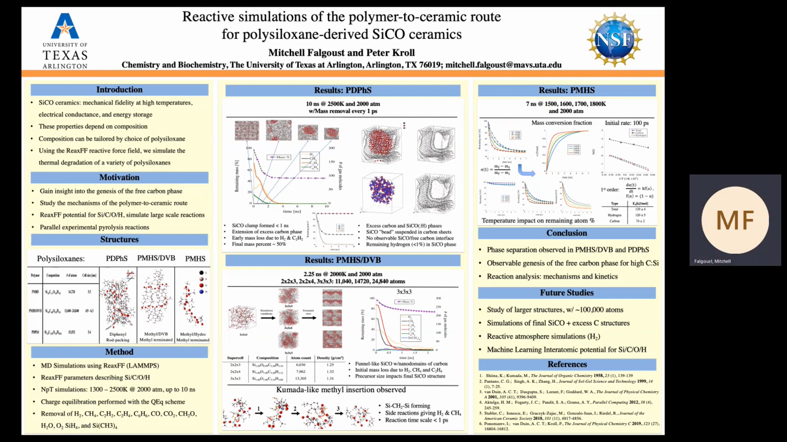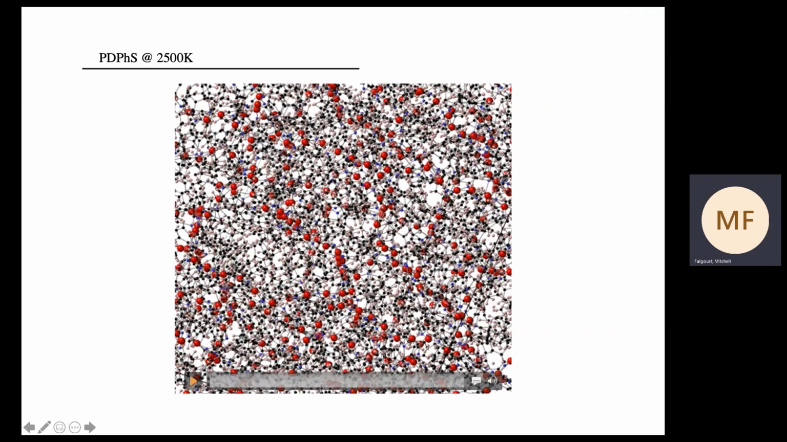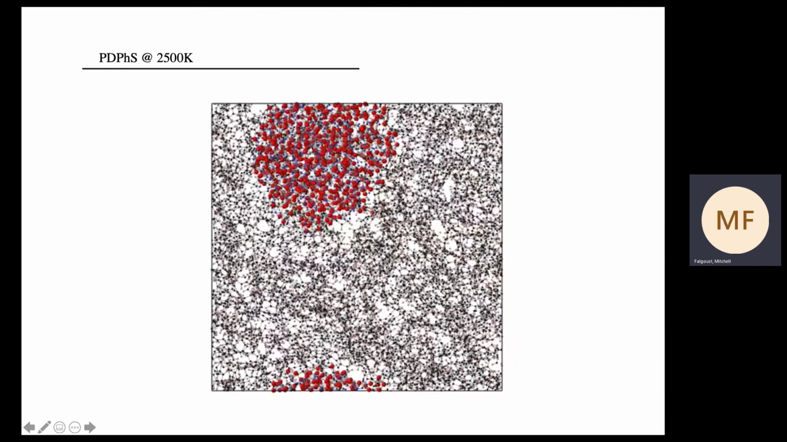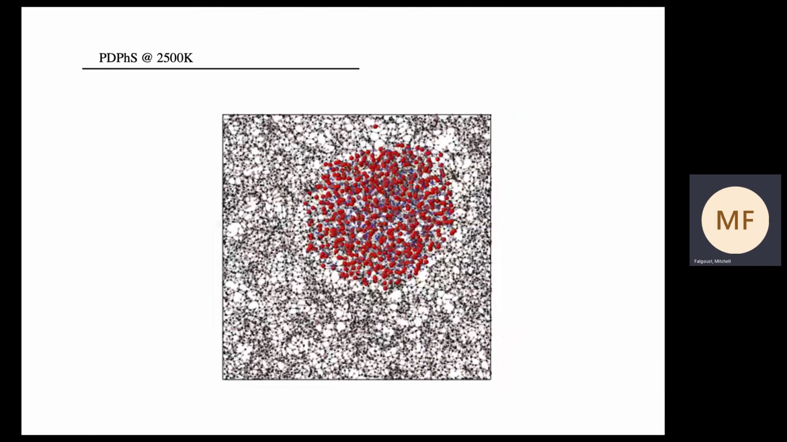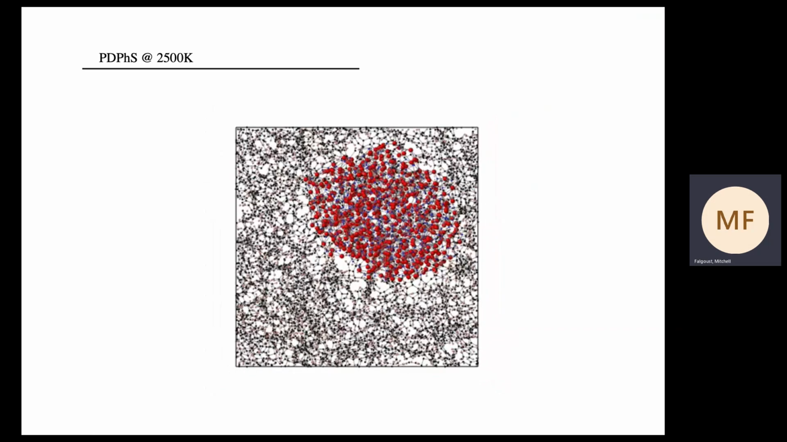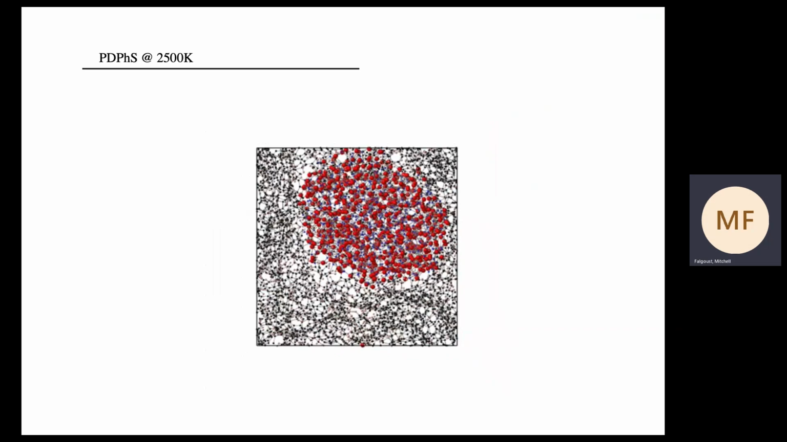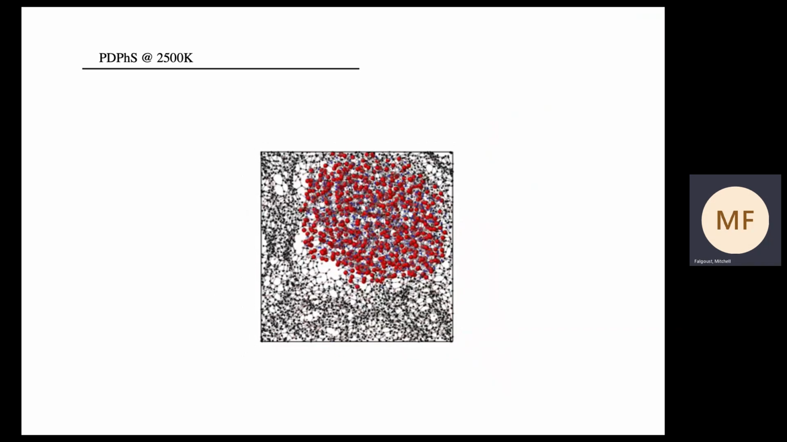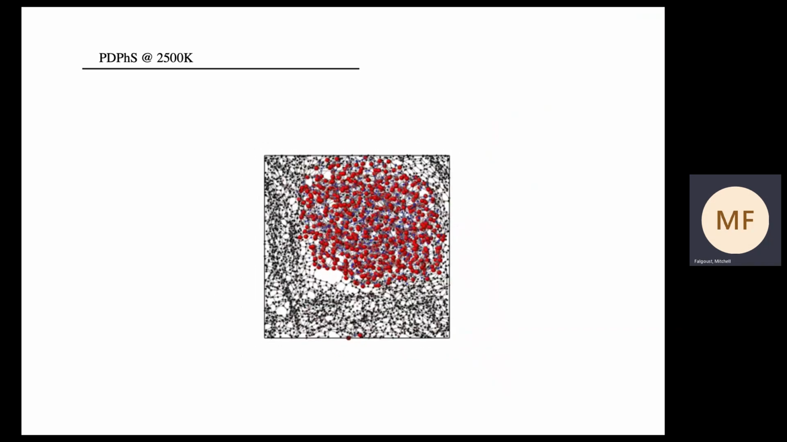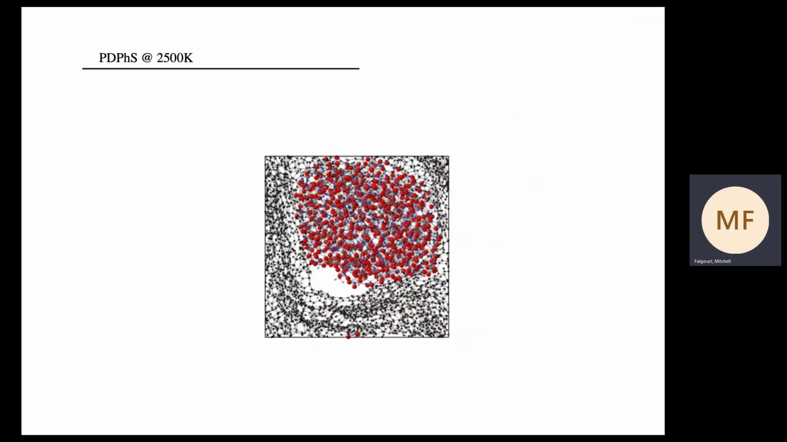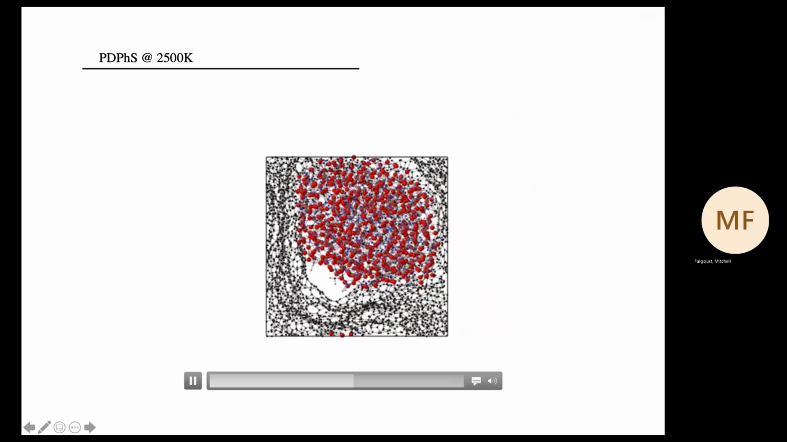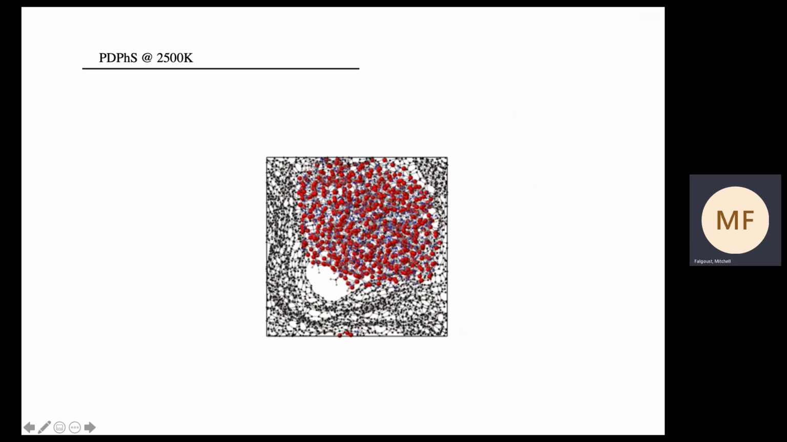simulation. So to describe in detail what that is, here's a quick video representing 5 nanoseconds of PDPHS in which you can see the strands immediately clump into this bead of SiCO embedded in carbon. And as the hydrogen is lost in that carbon phase, it condenses into these graphitic sheets. So that's a representation for essentially what we're doing.